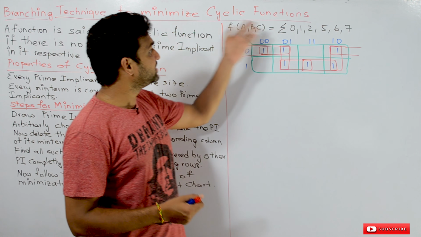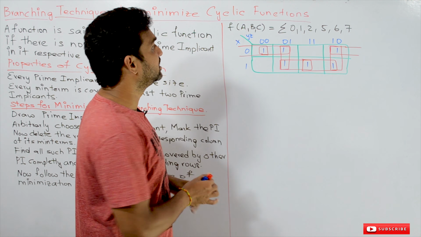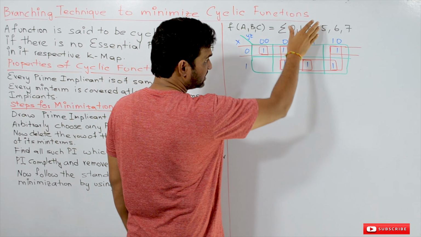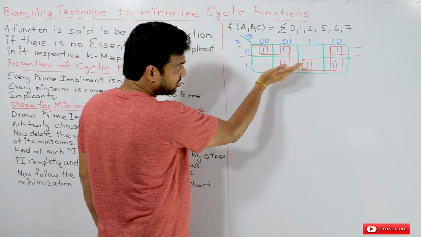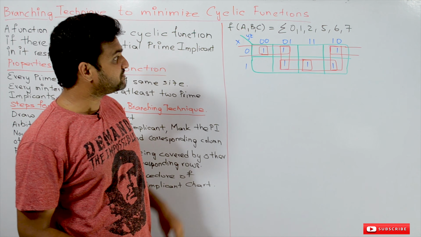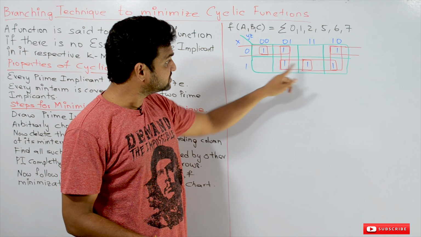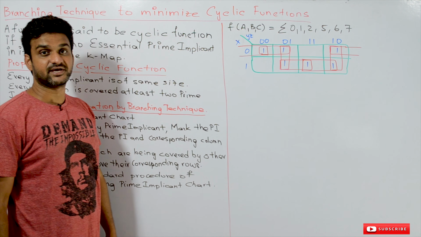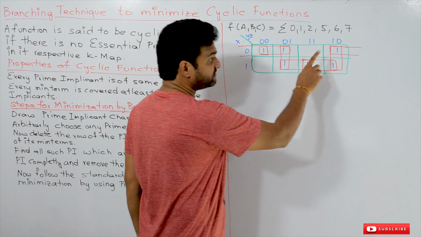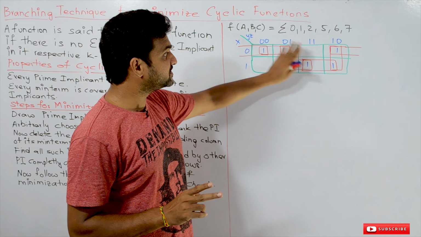So let's understand it by this example. This is an example Boolean function. The minterms are 0, 1, 2, 5, 6, 7. When these minterms are represented on the K-map, this is how we get this K-map. These are the prime implicants that can be generated on this K-map with the given minterms. If you observe closely, there is no essential prime implicant, every prime implicant is of the same size, and every minterm is covered by at least two prime implicants. See this, all the properties are satisfied.